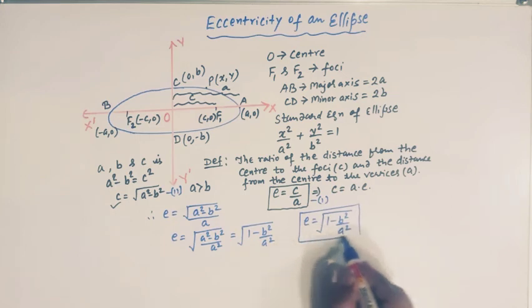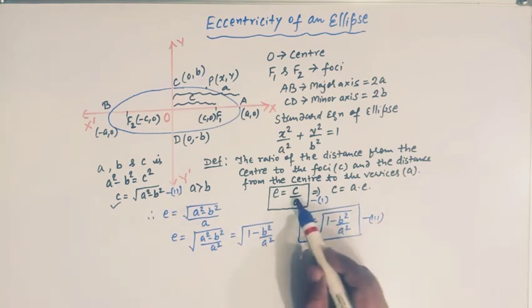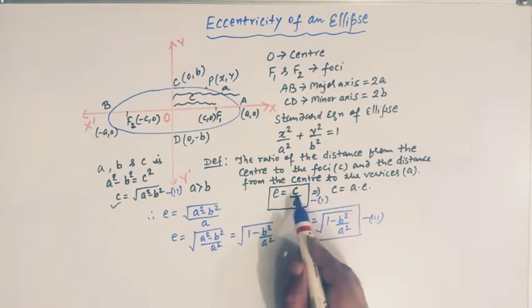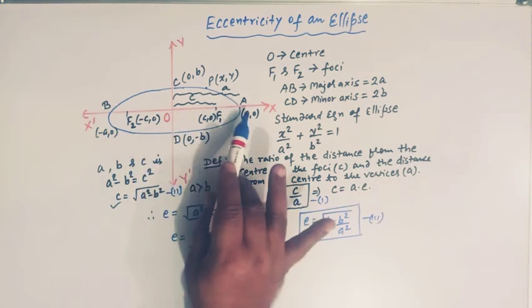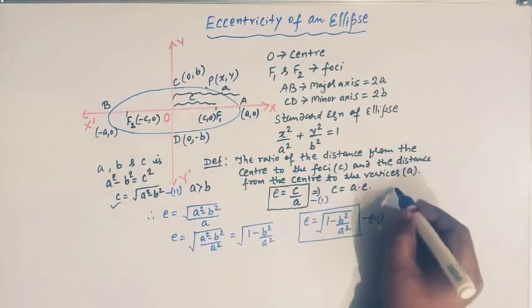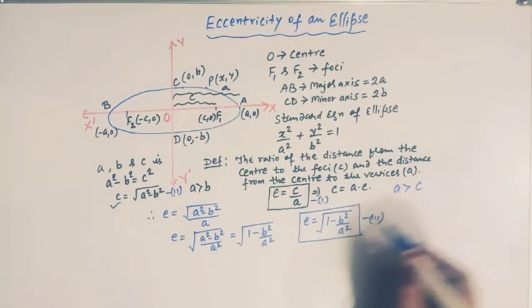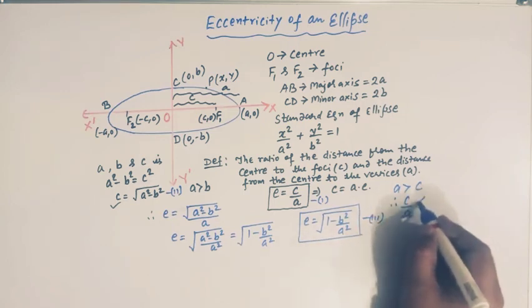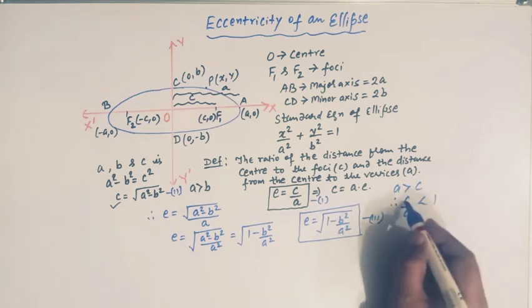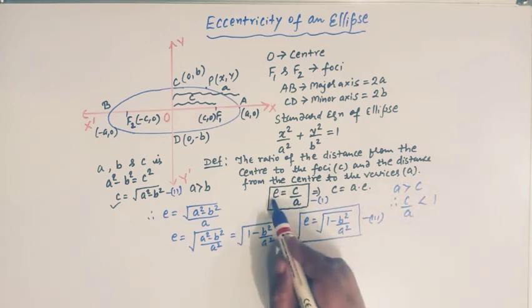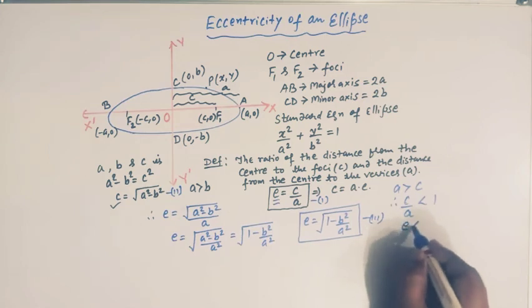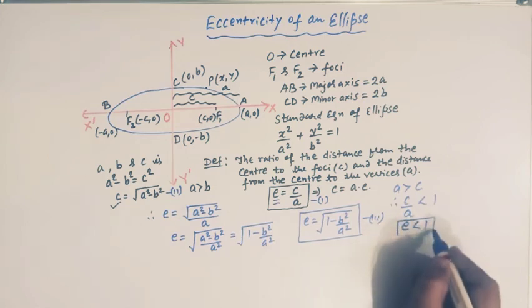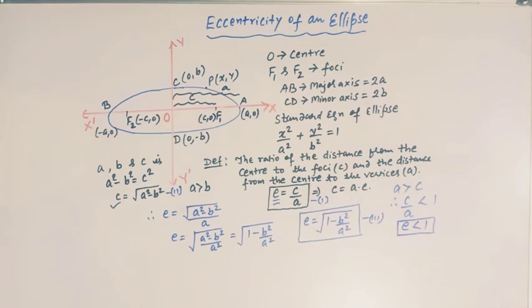So from this equation we conclude that the value of a is greater than c, therefore the ratio of c and a is less than 1, and c divided by a is given by e, so e is less than 1. So always remember the eccentricity of an ellipse is less than 1.